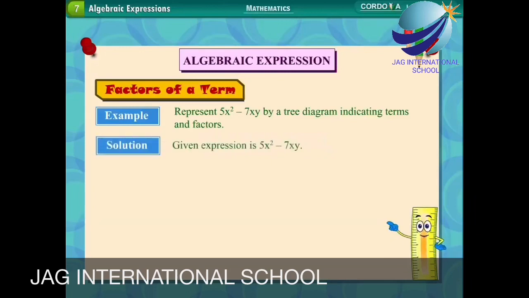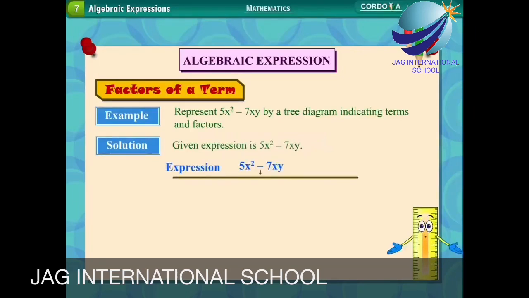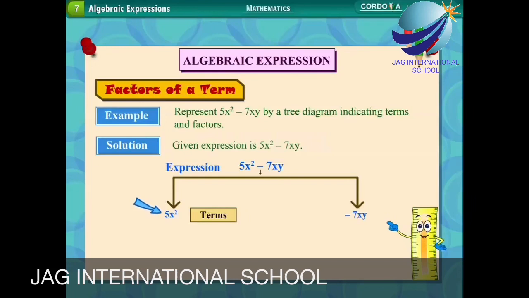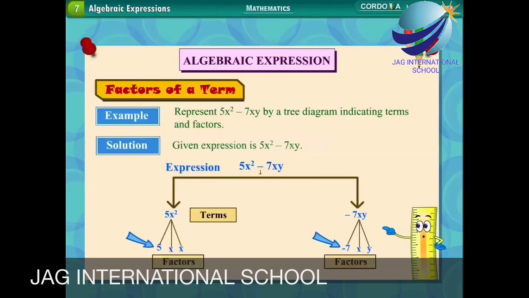Solution. Given expression is 5x squared minus 7xy. Expression: 5x squared minus 7xy. Terms: 5x squared, minus 7xy. Factors: 5x, x, minus 7x, y.